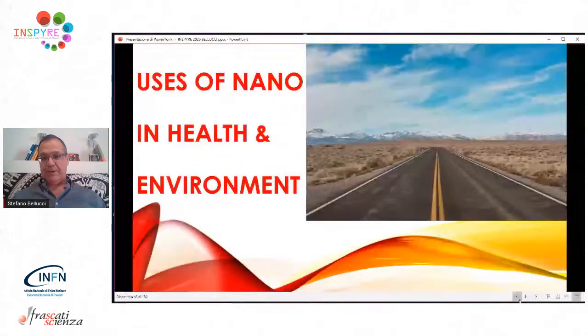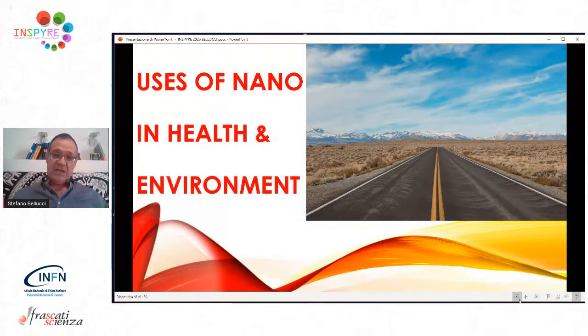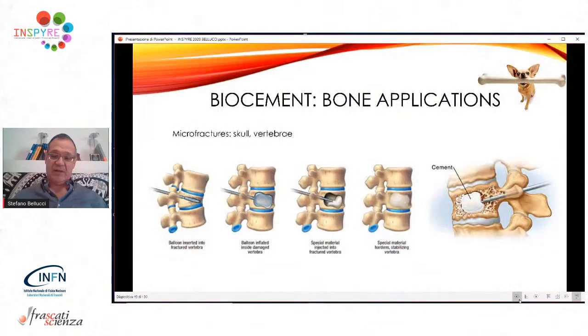Okay, thanks. Now the road becomes more plain. We are going to talk about successful uses and safe uses of nanotechnology in health and the environment. So I'm now specifically focusing on medical applications. Biocement is the first application I want to consider, first of all considering bone applications and then tooth applications.